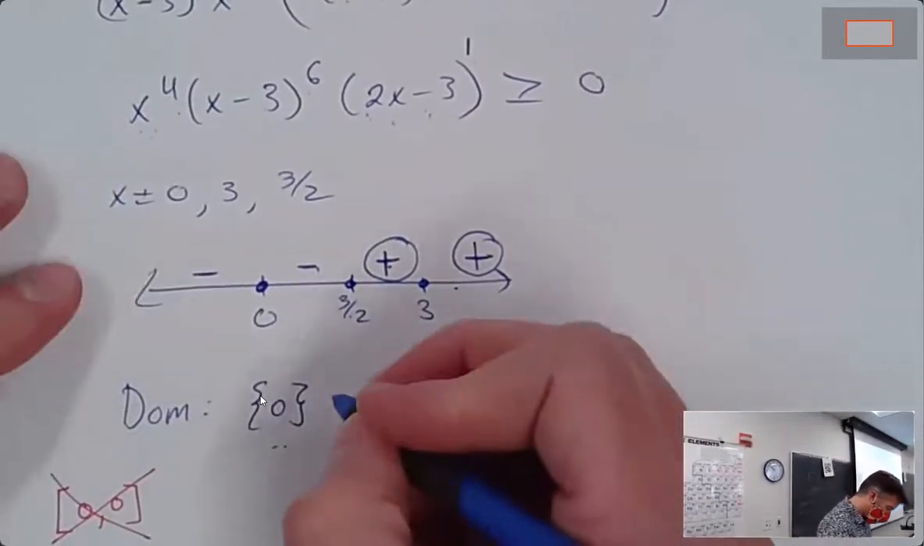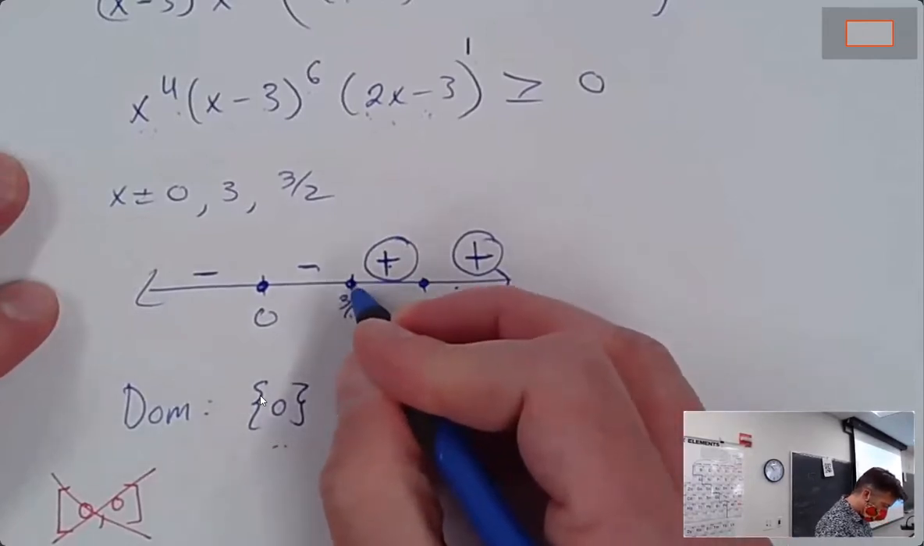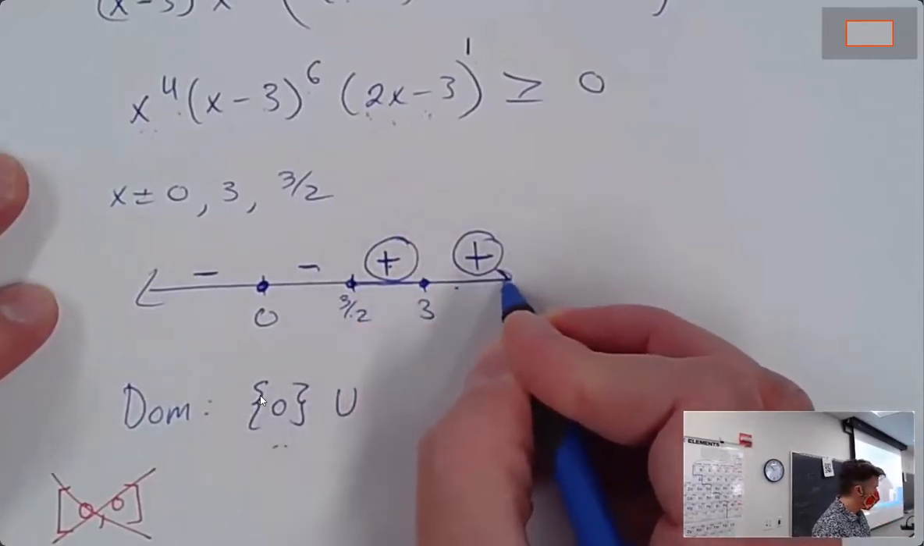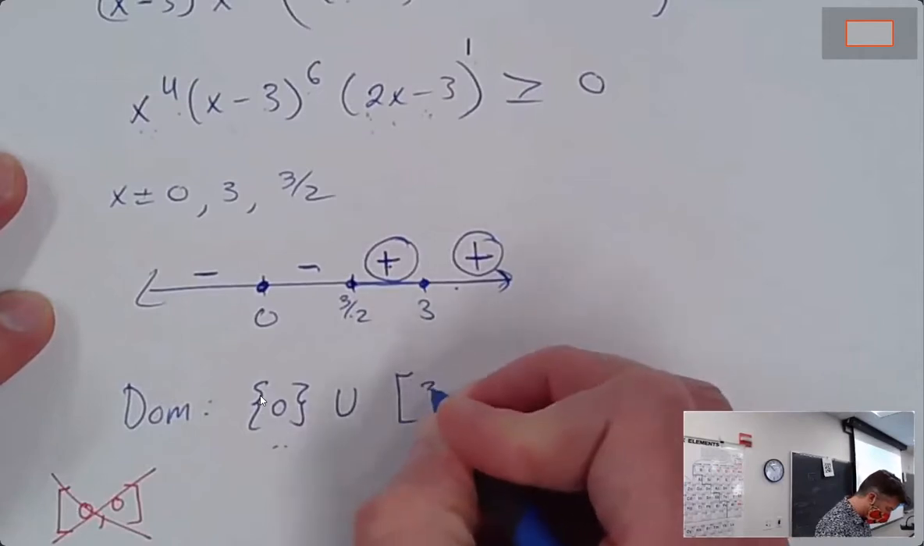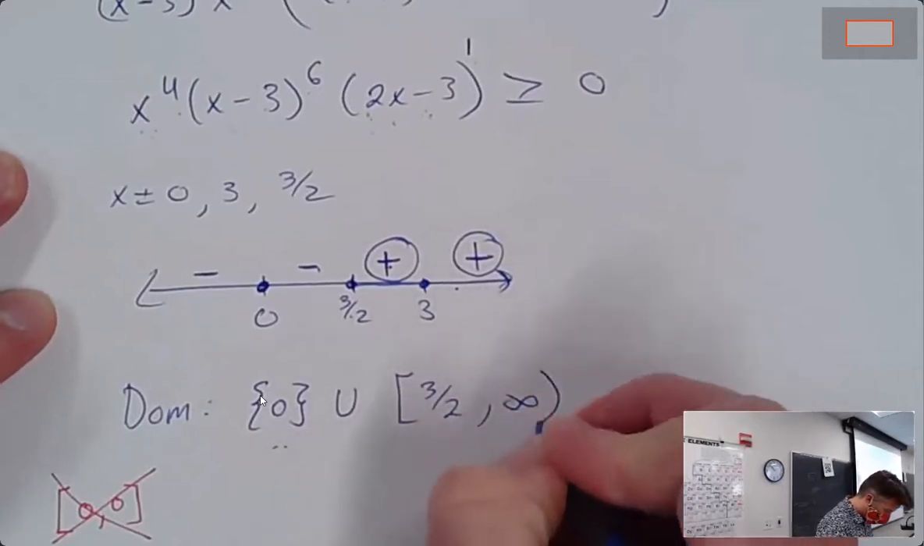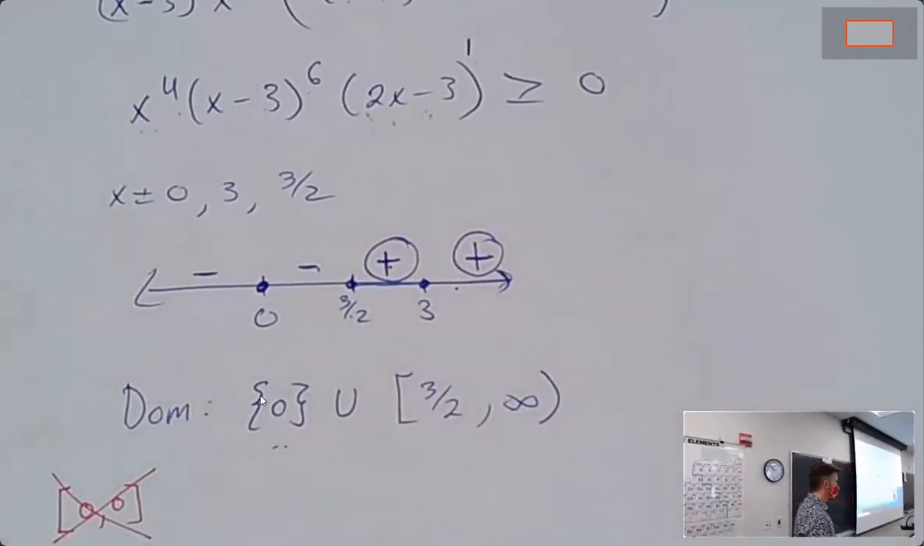And then we have this, everything from here onwards, right? There's no breaks after that. So everything from 3/2 to infinity. Infinity always gets the parentheses, right? In case I hadn't said that before.